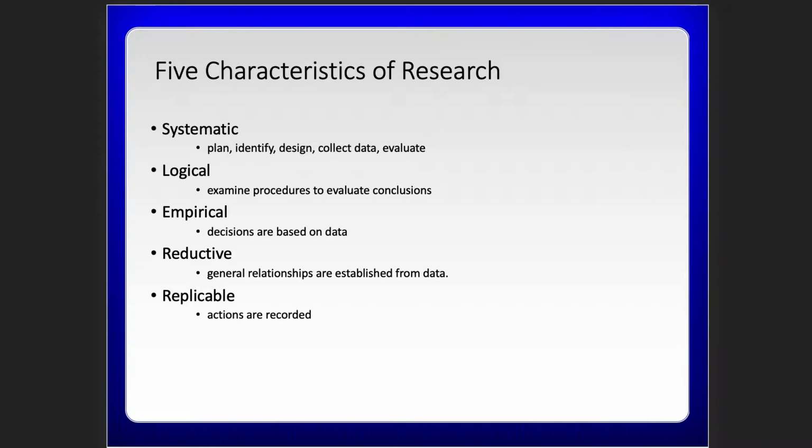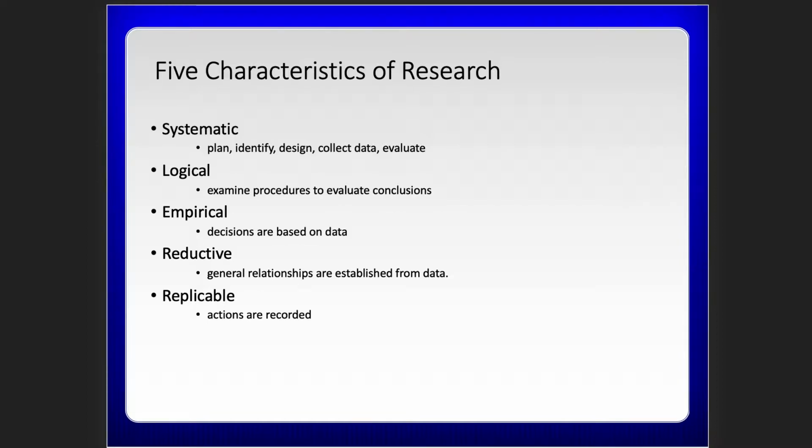The empirical then is the decisions that are based upon the data. So based upon empirical evidence. A lot of times you'll hear people talk about empirical evidence. That's the data that we're using to base our daily lives on, possibly any type of training methods, whatever it might be. We're basing it upon empirical evidence, that data that was collected. Reductive. So general relationships are established from the data. And this is where we get the discussion section, which we'll get into later, discussion section, and then also the conclusions. Then the replicability. So it needs to be able to be replicated.